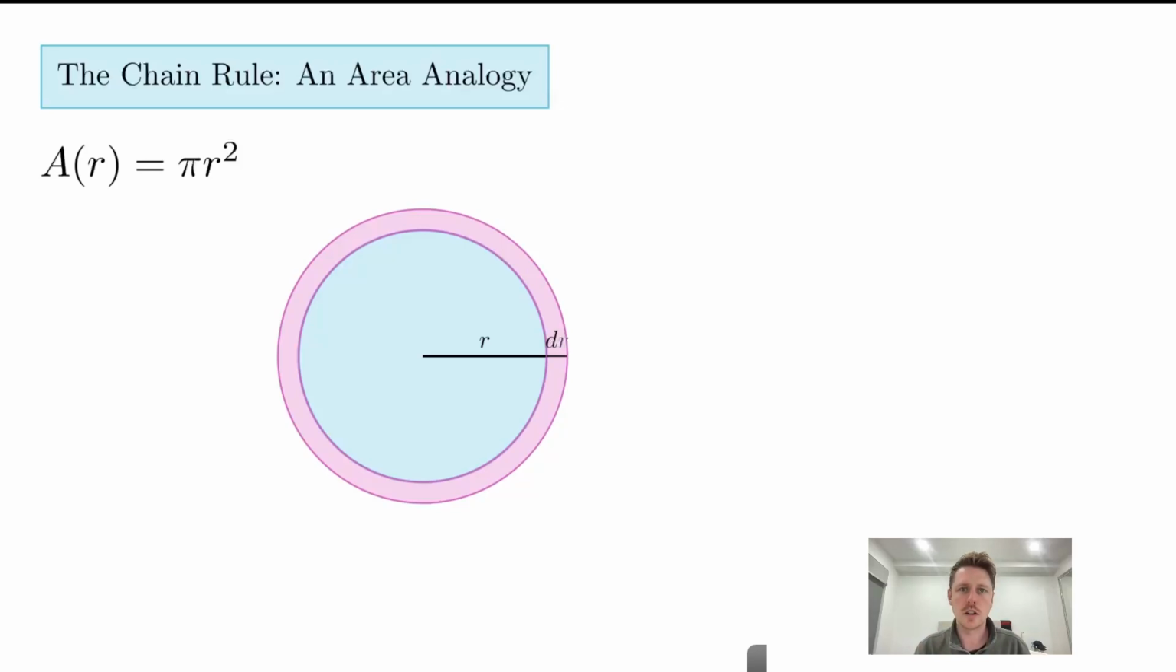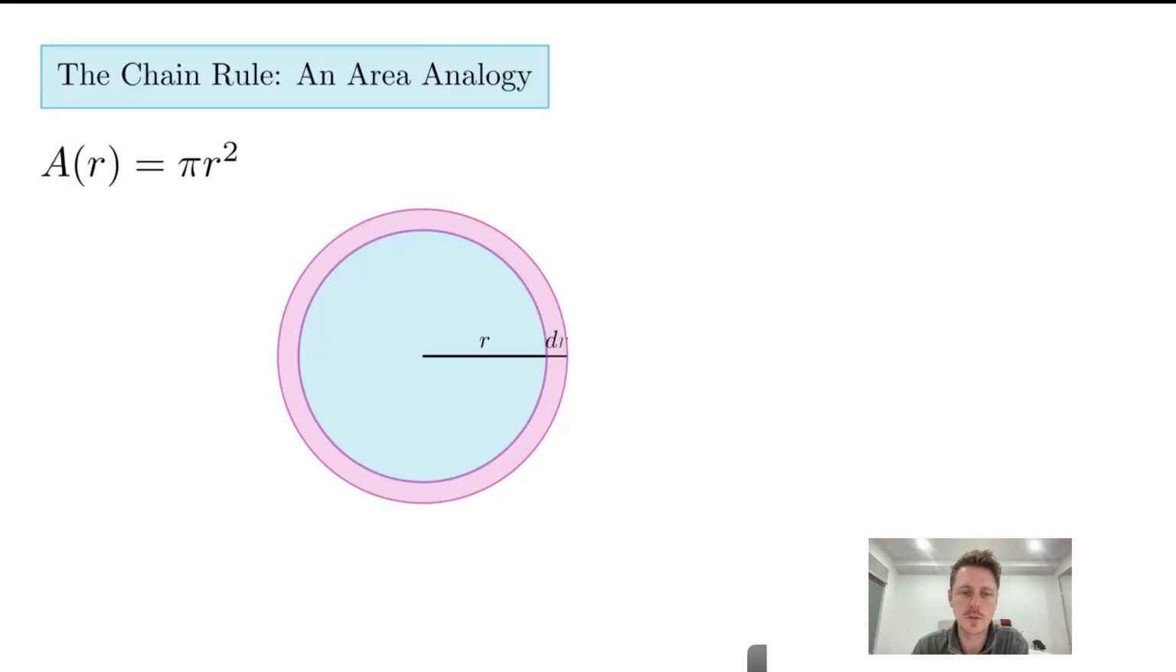Now, here's the question I'd like you to pause and think about. How does the area change as the radius changes? I'd encourage you to think about what the area of that pink annulus is. And hopefully you've had a pause and thought about that.